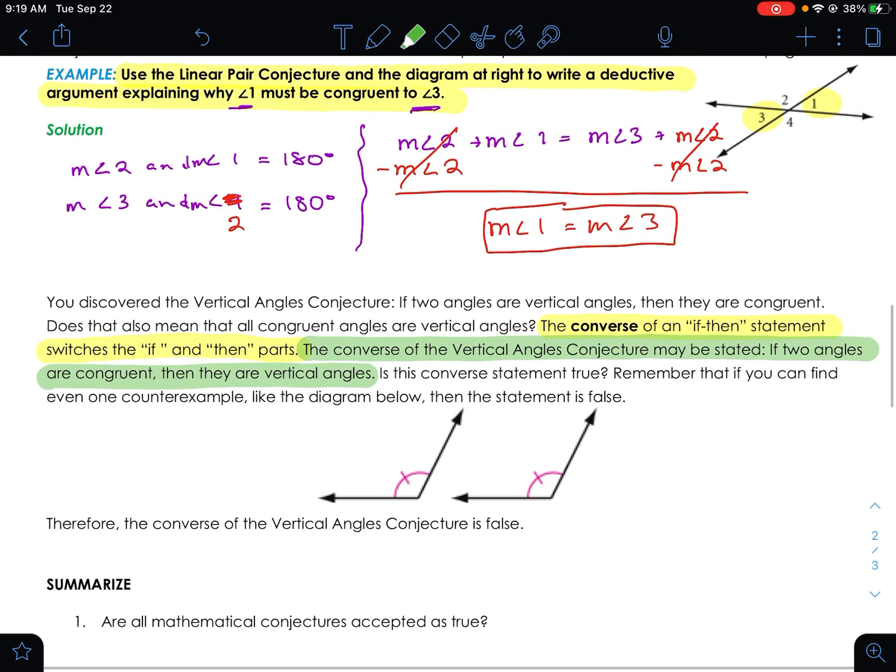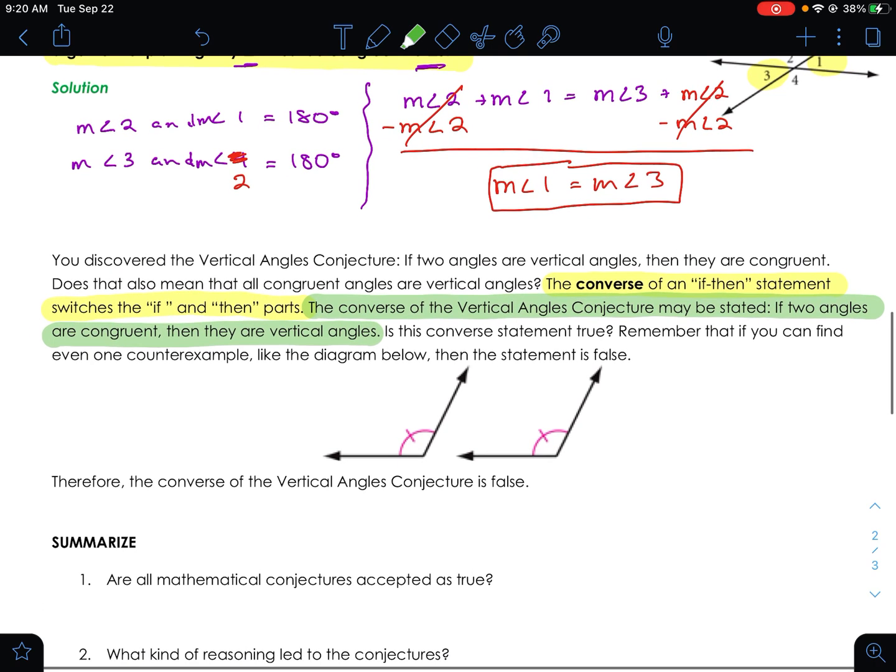So the vertical angles conjecture says, if two angles are vertical angles, then they are congruent. Switching it would say, if two angles are congruent, then they are vertical angles. Is this true? And a quick counterexample of that is, no. If I draw two congruent angles like these ones that you see right here, they are congruent based on the markings that we have put on them, but they are not vertical angles. They do not share a vertex, and they are not created by two intersecting lines. So therefore, the converse of the vertical angles conjecture is false.